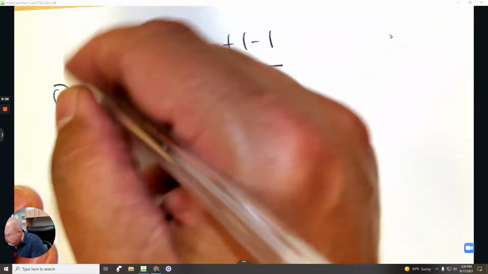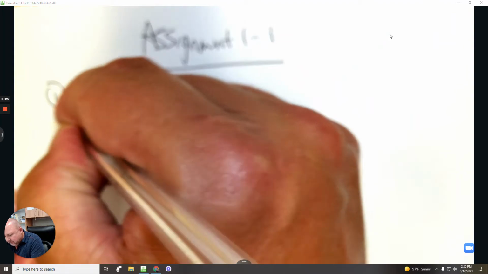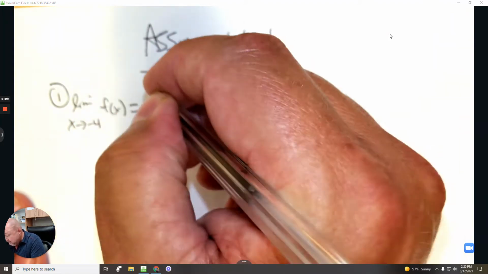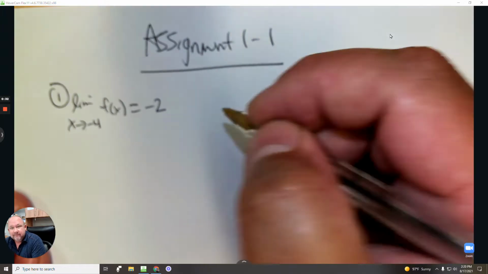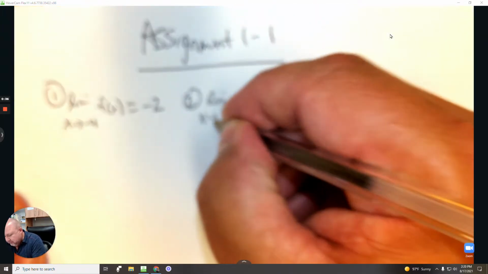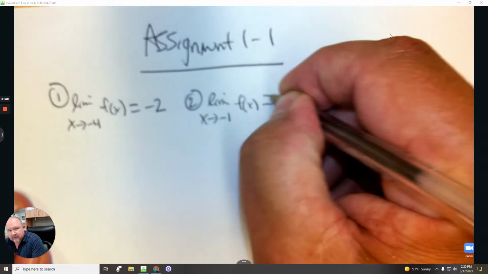So let's write down the assignment. Let's write down the question: the limit as x approaches -4 of f at x, and then write down the answer. And the answer is -2. Number 2, the question is, what's the limit as x approaches -1 of f at x?